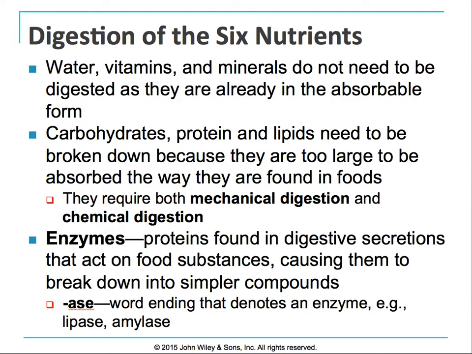Enzymes are proteins found in digestive secretions that act on food substances, causing them to break down into similar compounds. As we talk about enzymes, you'll notice that they all have the same suffix, ase. If you see this suffix on a word, it denotes that it's an enzyme. For example, lipases are enzymes that work to digest fats, and amylases are enzymes that work to digest carbohydrates.